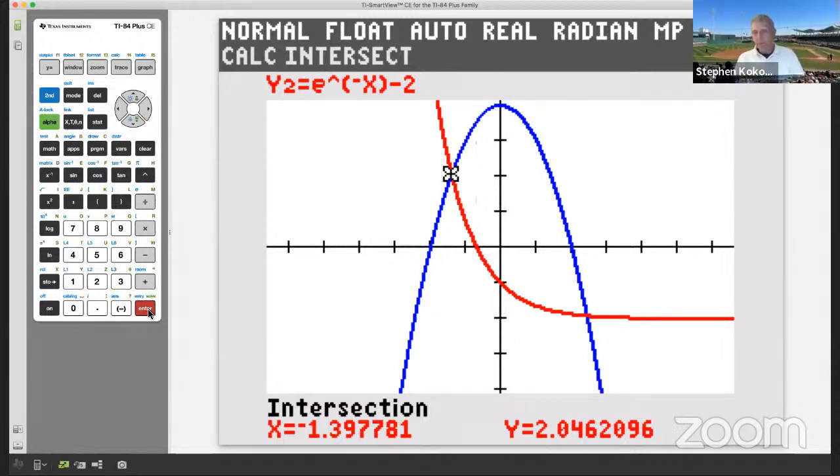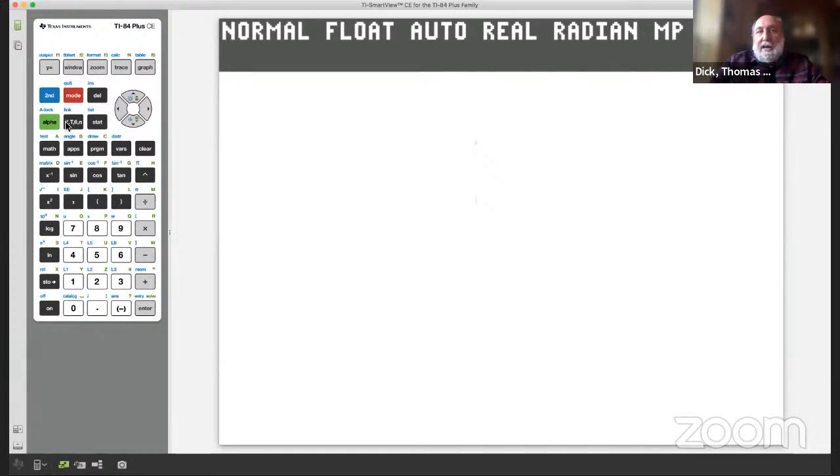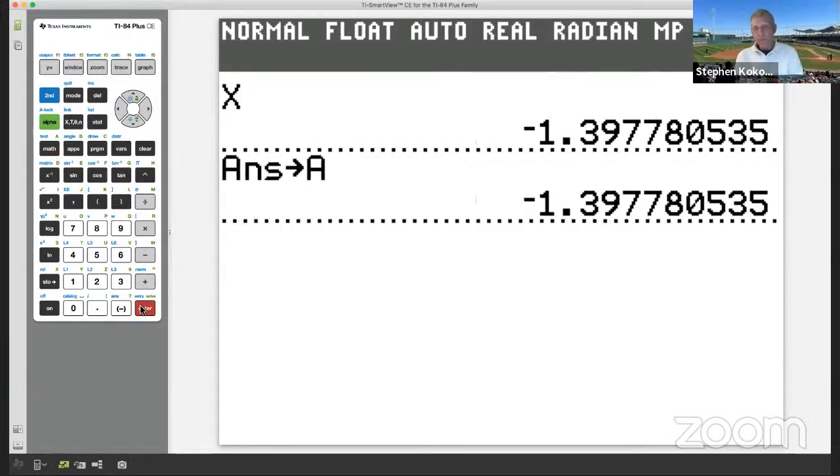On my AP exam, if I'm a student, I want to write down that that's going to be my A value. So I write down A equals negative 1.397781. Then I go to my calculator screen and just recall X. There it is. Then I can store that right away into the value A. Now if I'm setting up a numerical integral on my calculator, I can use that value of A just like it is.